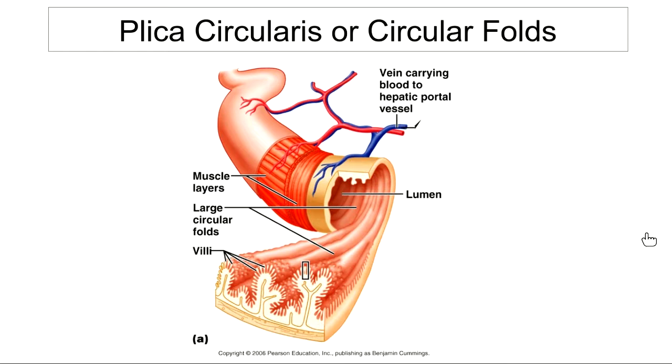So you have simple columnar epithelium to increase the surface area for absorption of nutrients. Contain capillaries, and we'll look at those in just a second, and lacteals. Now, the first increase in surface area for absorption in the small intestine here is the circular folds. So it's not a smooth lining, it's a folded lining, and that increases surface area. Well, the folds are covered with finger-like projections called villi.